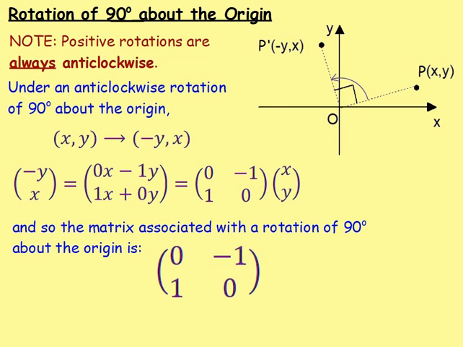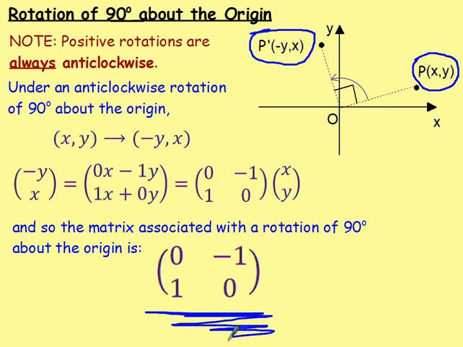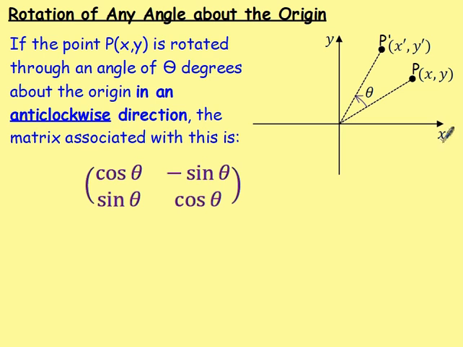Other ones you need to know or be able to work out: a rotation of 90 degrees. That's when you would have your original point, x, y, and that would move to negative y, and then x. Write down the negative y, x, do the same thing, write it in terms of x and y, take the coefficients, multiply by x, y to check that you get that, and that is the result that you would have. That's the matrix that would be associated.